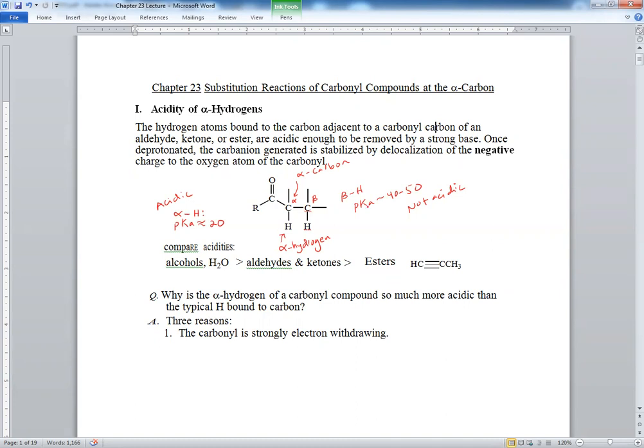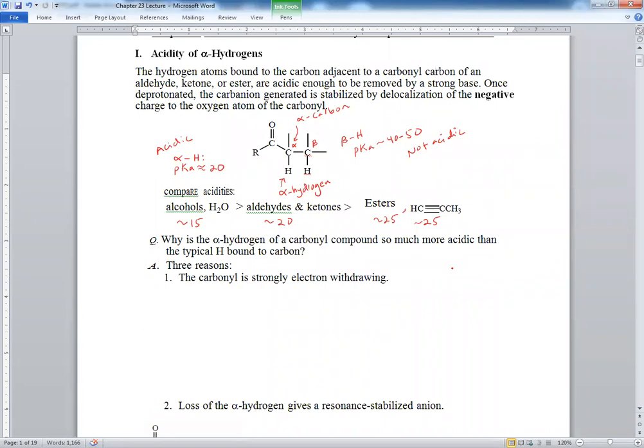So just a few things about pKa. If you remember, the pKa's of alcohols are around 15. So alcohols are more acidic than alpha hydrogens. Aldehydes and ketones are around 20. Esters are around 25, same as alkynes, also around 25. So you can see that alcohols are the most acidic, at least in this comparison, and esters and alkynes are the least acidic.